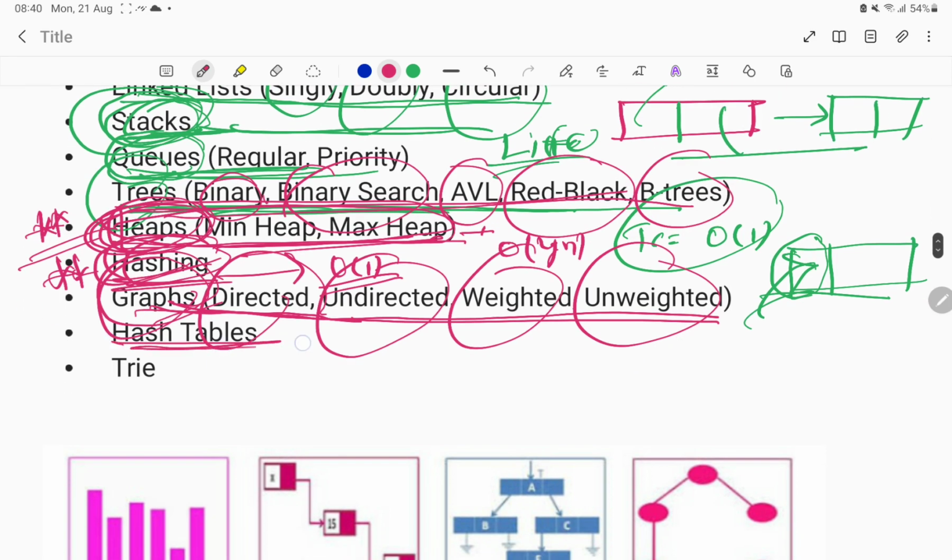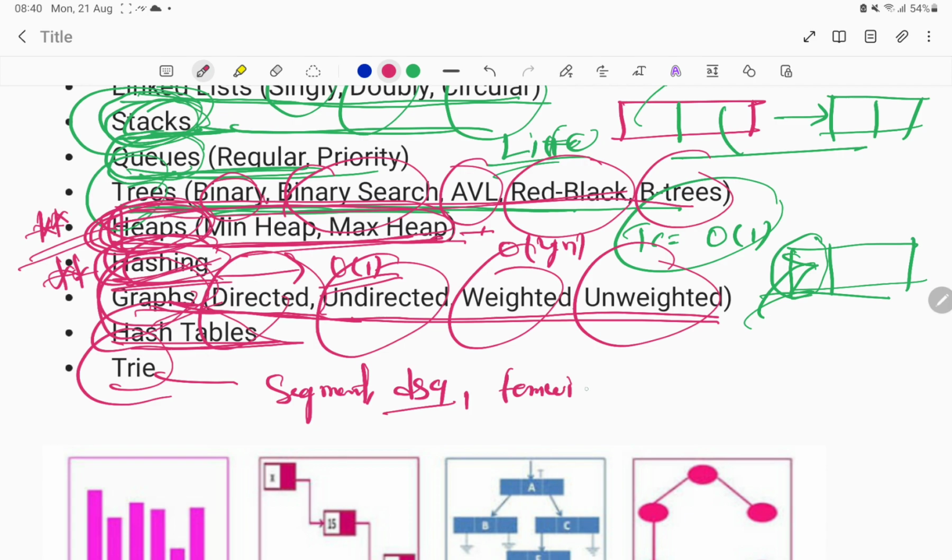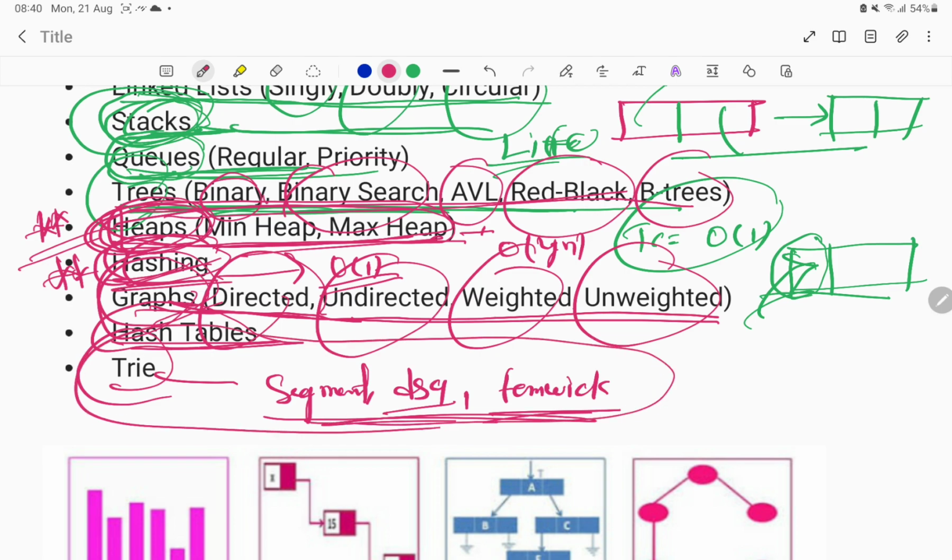And hash tables are just simple, like hashing. And we will cover trie, that is trie, and segment tree, DSU, disjoint set union, and your Fenwick tree. So these are the advanced data structures that we will be covering in this channel, so don't worry about it. Okay, and that's simple.